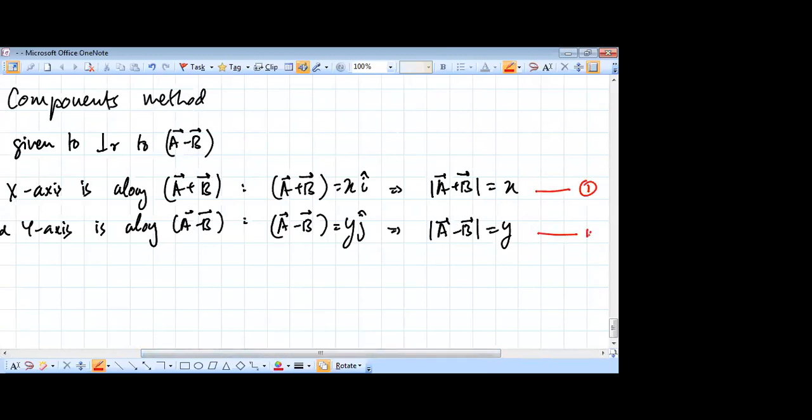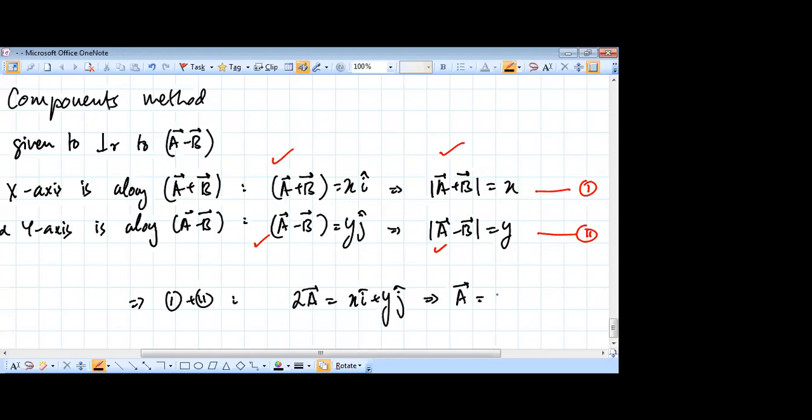Okay. So anyhow, now what we'll do is we will take this set of things as equation 1 and this set of things as equation 2. This whole information, this and this together, equation 1 and ये और ये equation 2. Okay. So you can see that you will get, if you add equation 1 plus 2, so left hand side में क्या मिल जाएगा 2A और right hand side में क्या मिल जाएगा x I cap plus y j cap. So that will give you that vector A is x by 2 I cap plus y by 2 j cap.